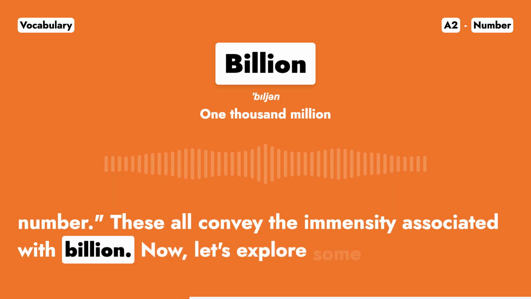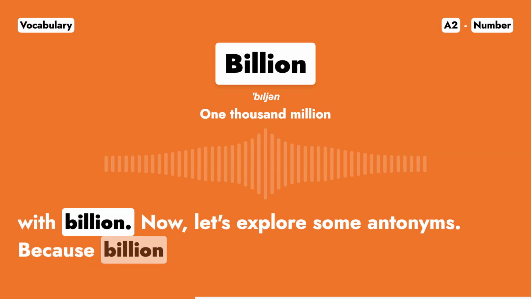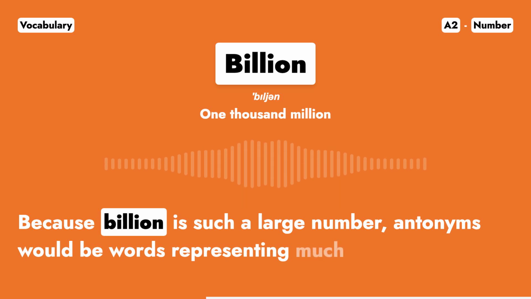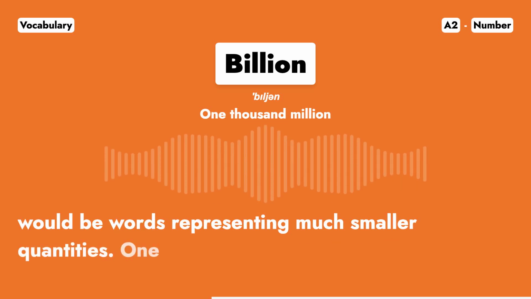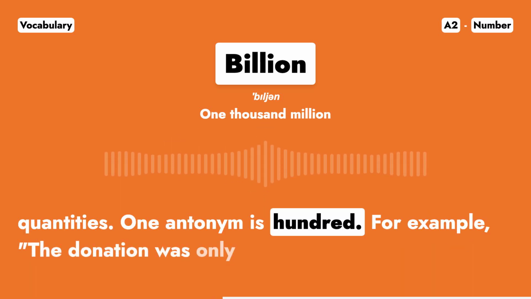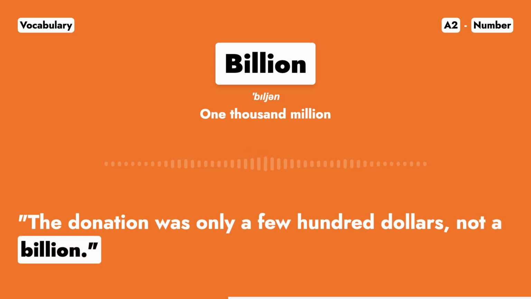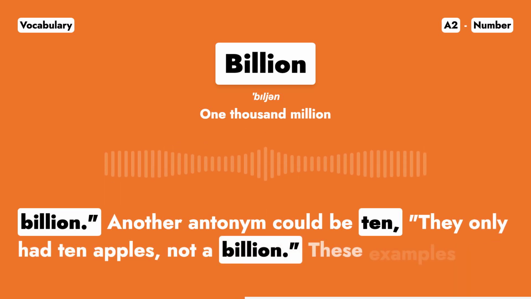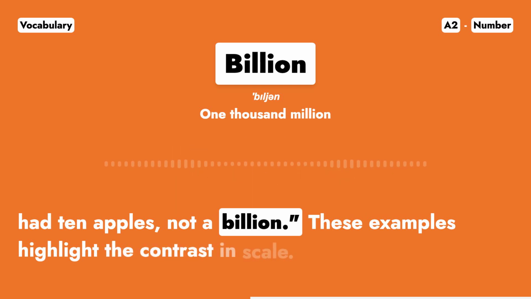Now, let's explore some antonyms. Because billion is such a large number, antonyms would be words representing much smaller quantities. One antonym is hundred. For example, the donation was only a few $100s, not a billion. Another antonym could be 10. They only had 10 apples, not a billion. These examples highlight the contrast in scale.